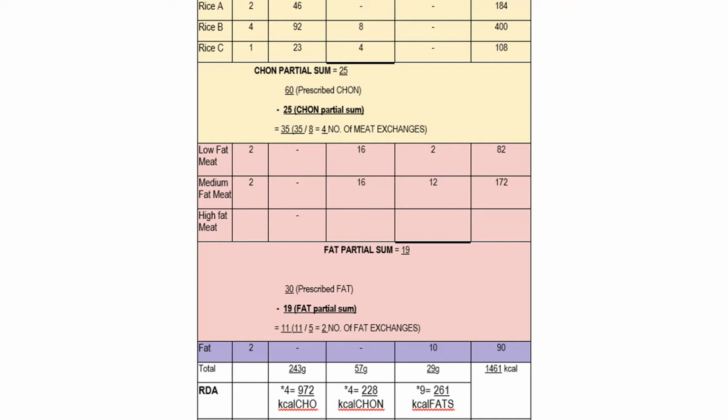After computing everything, the total for carbohydrates we have is 243 grams. For protein it is 57 grams. For fat it is 29 grams. And for the calories it is 1,461 kilocalories.